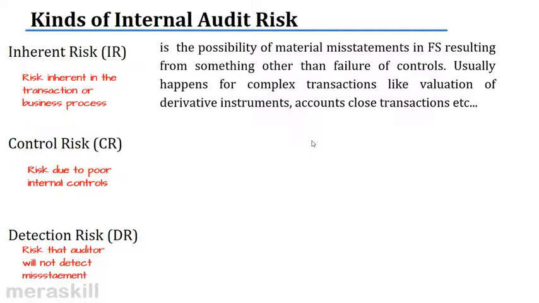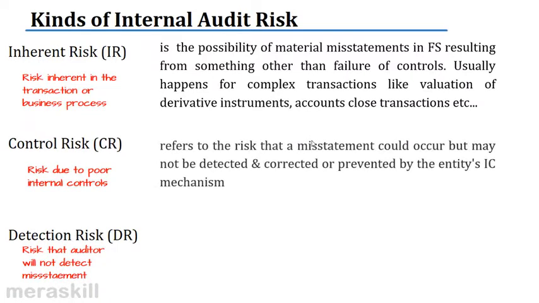And the risk that this kind of error will come, this kind of material misstatement will be there, is simply there. It is not really the fault of the management or the auditor. It exists in that particular process. Next, control risk is the risk of misstatement which goes undetected, or is not prevented by the internal control mechanism. They have a control mechanism, but still it is not detected. That is the control risk.